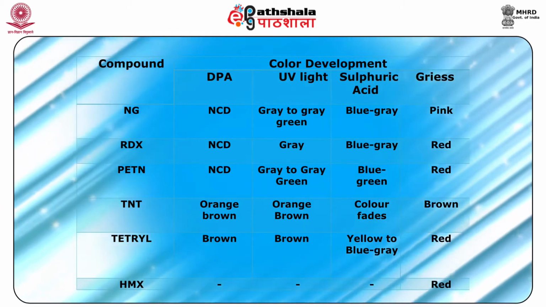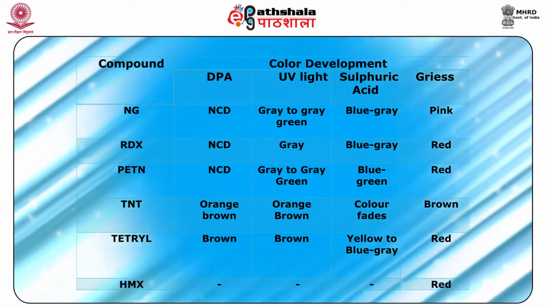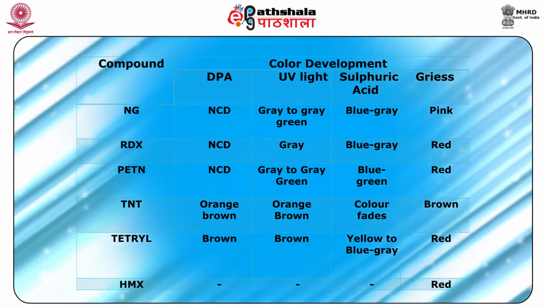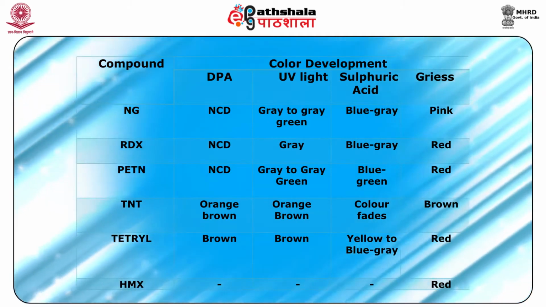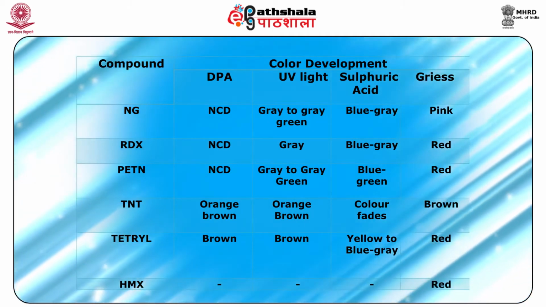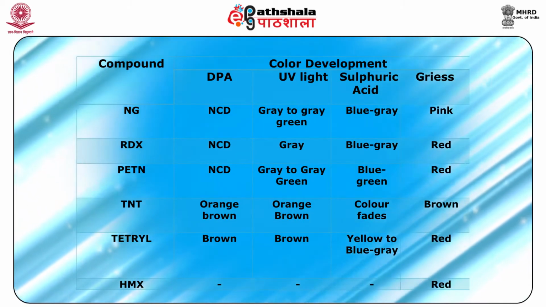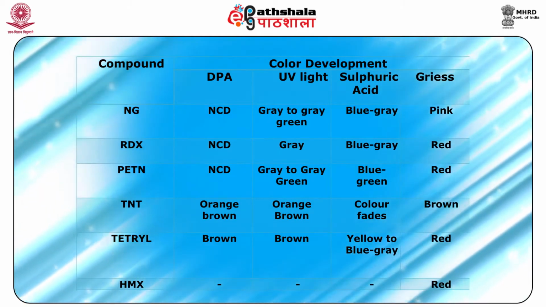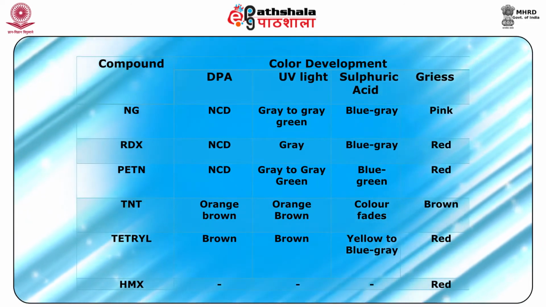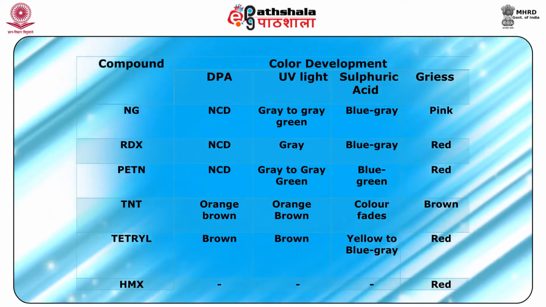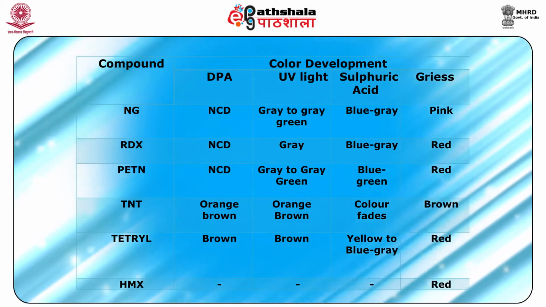Coming to the tetryl explosive, under DPA it will appear brown, under UV light it will again appear brown, with sulfuric acid spraying it will be yellow to blue grey, and with Griess reagent it is red color. And for HMX, Griess reagent is going to give you red color.